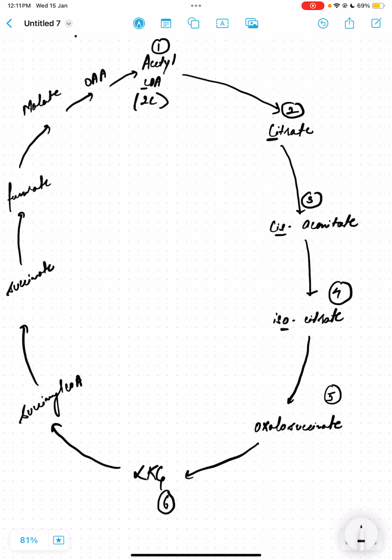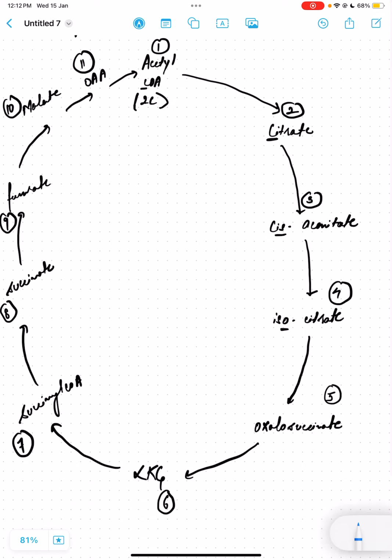From alpha ketoglutarate, we will have succinyl CoA. From succinyl CoA, we will have succinate. From succinate, we will have fumarate. From fumarate, we will have malate. And from malate, we will have oxaloacetic acid.